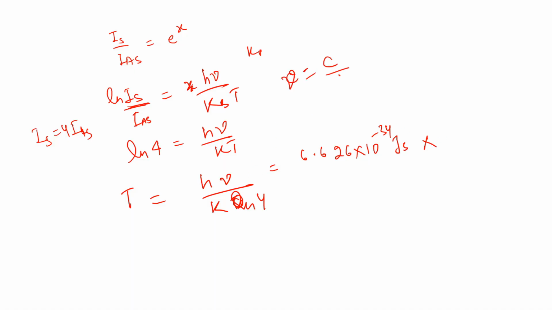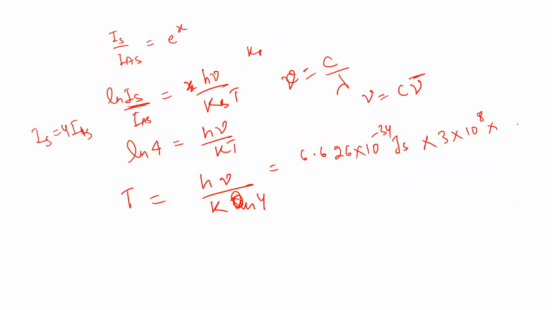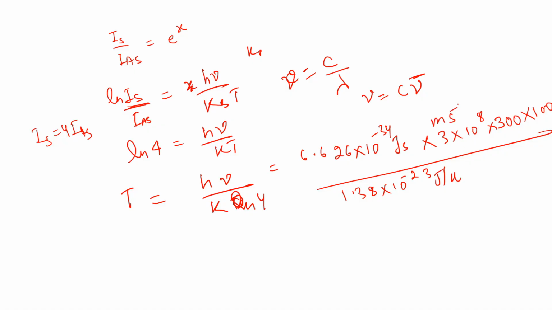c by lambda, and 1 upon lambda is the wave number. So nu equals c times nu bar, where c is 3 into 10 raised to the power 8, and nu bar is given as 300 centimeter minus 1. We are doing it in standard units, so convert centimeter minus 1 into meter minus 1, which means multiplying by 100. k is 1.38 into 10 raised to the power minus 23 joule per Kelvin. This is meter per second, this is meter minus 1, and this is log 4. Now solve this.